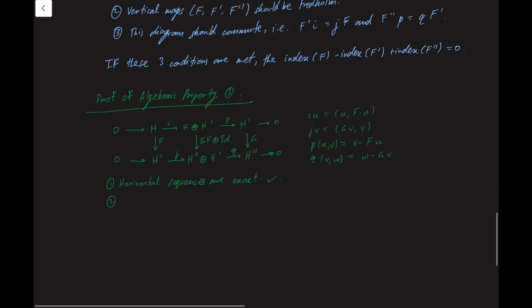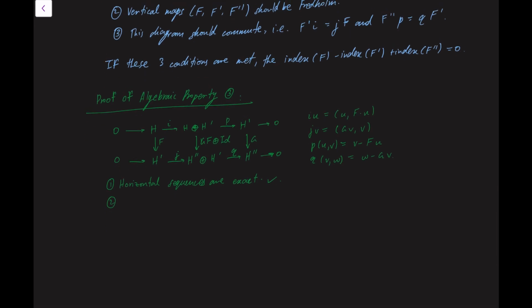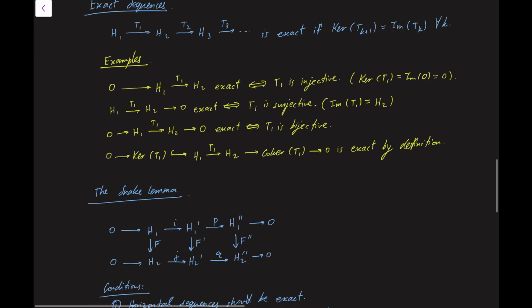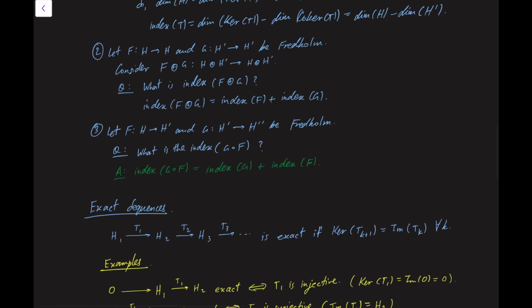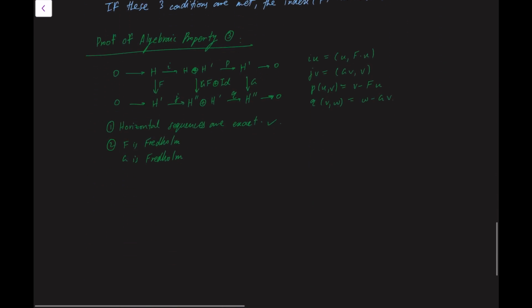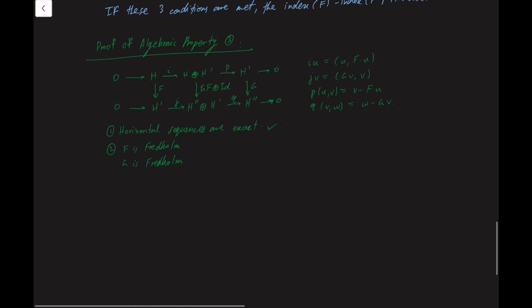The second condition, vertical maps should be Fredholm. We know F is Fredholm, and we know G is Fredholm. That's by assumption in algebraic property 3, because over here we've let F and G be Fredholm, and because they are Fredholm, we said that their composition must also be Fredholm. So GF is Fredholm.